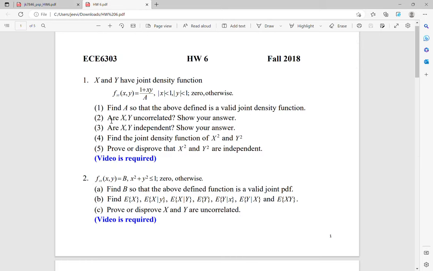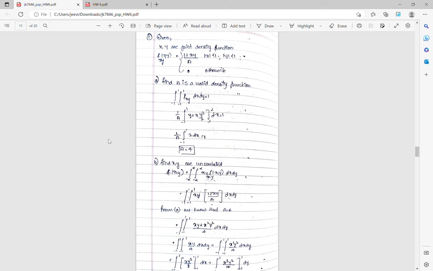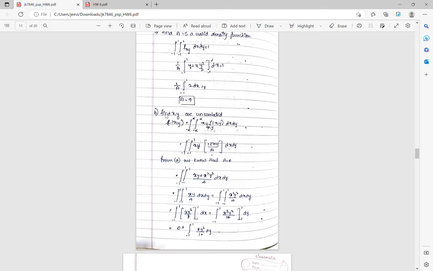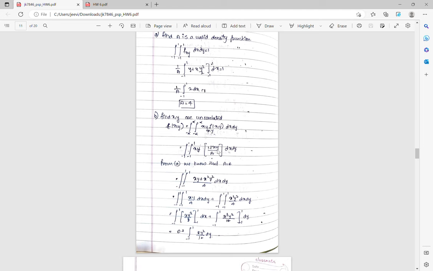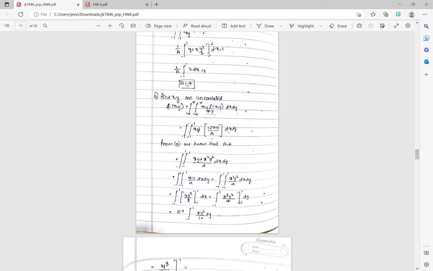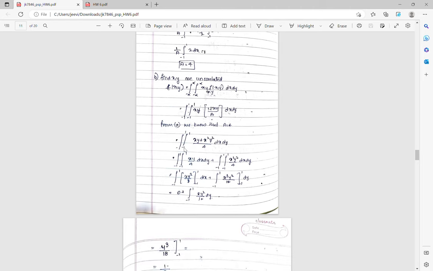In the second part, we are supposed to check if x comma y are uncorrelated. Now let's check. To check, we will be calculating the expected value of xy. That is, expected value of xy is equal to the integral from minus infinity to infinity of xy f of xy dx dy. Now we know f of x comma y is (1 plus xy)/a. We will substitute that in this equation. From the first part, we know that a is equal to 4, so we get the integral from minus 1 to 1 of (xy plus x square y square)/4 dx dy.